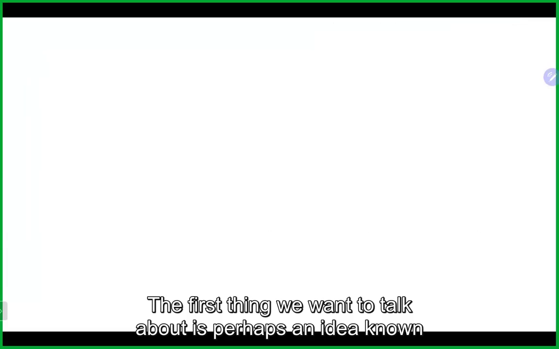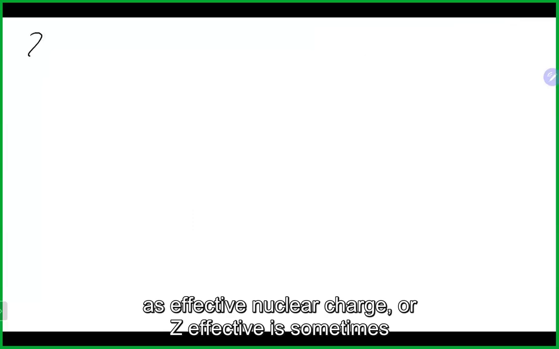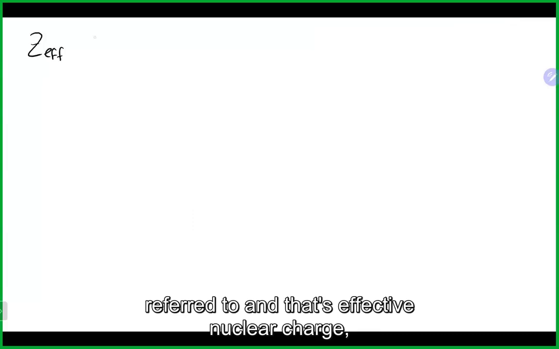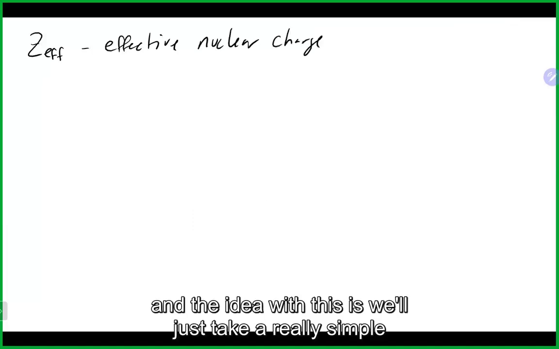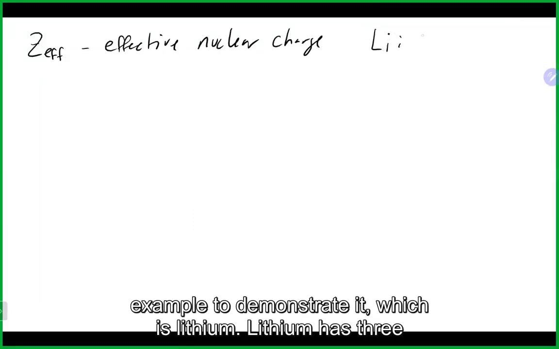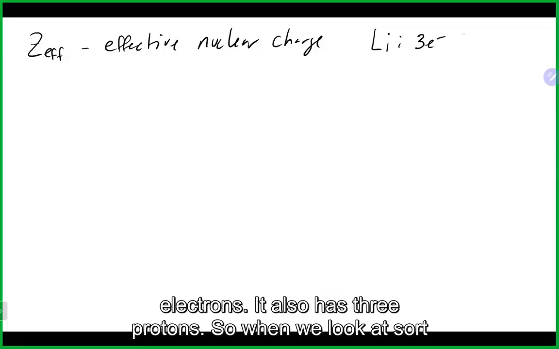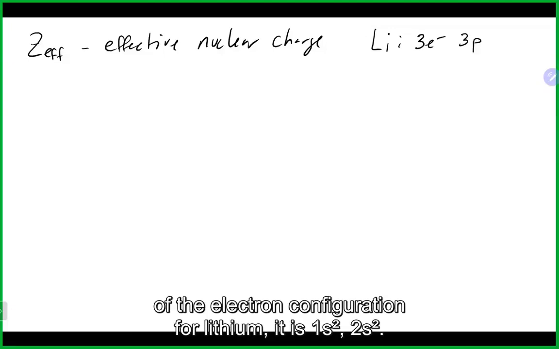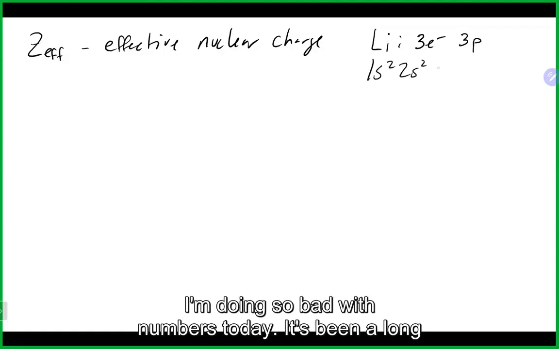The first thing we want to talk about is an idea known as effective nuclear charge, or Z effective, as it is sometimes referred to. The idea with this is we'll just take a really simple example to demonstrate it, which is lithium. Lithium has 3 electrons. It also has 3 protons. So when we look at the electron configuration for lithium, it is 1s2, 2s2.